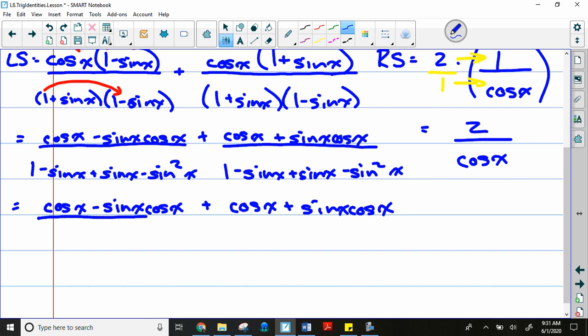I'm going to deal with the denominator right now. So, 1, okay, negative sine plus sine. Hey, those cancel out. Minus sine squared x. That's got a ring to it. 1 minus sine squared x. And I might have to consider my Pythagorean identities. 1 minus sine. Okay, okay, okay.